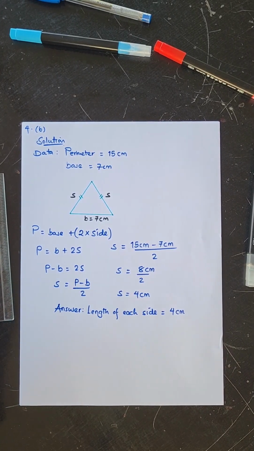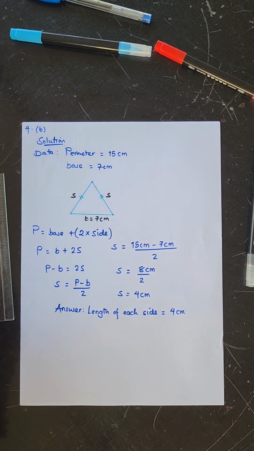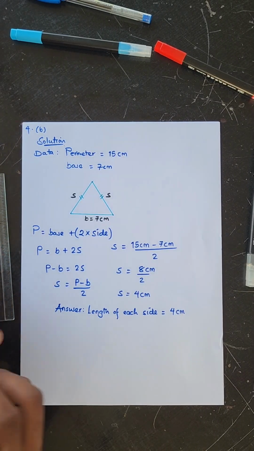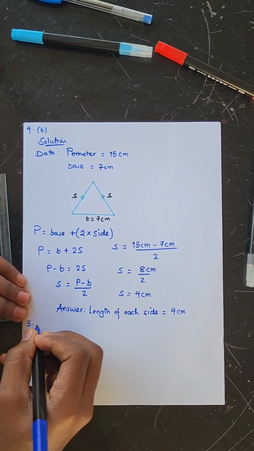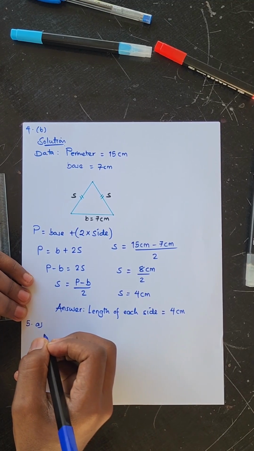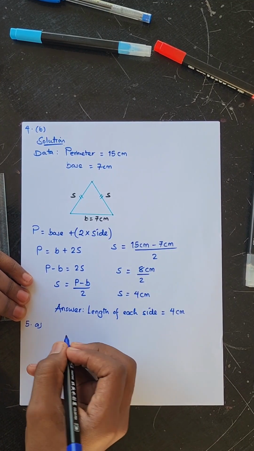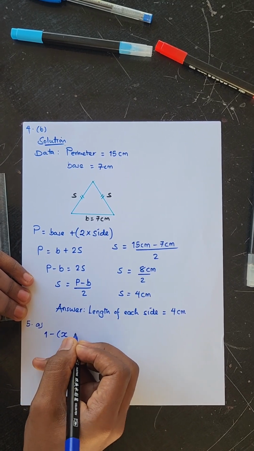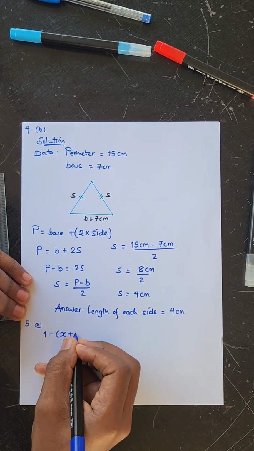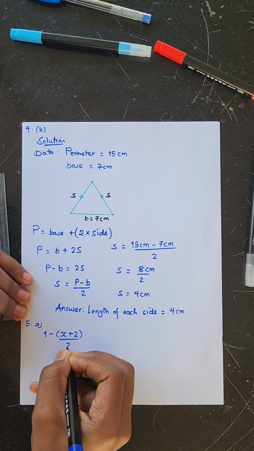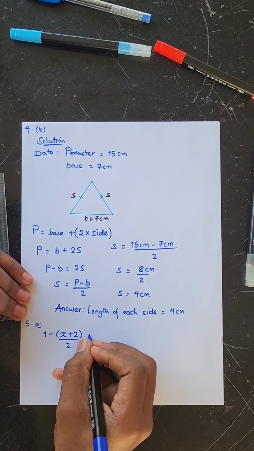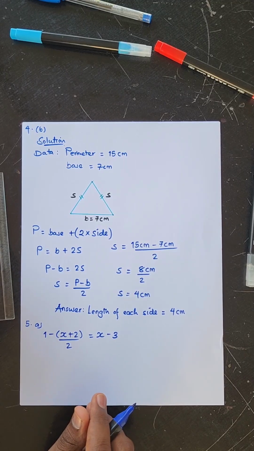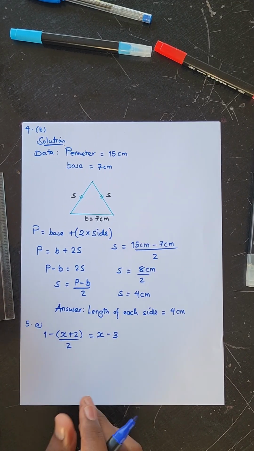Okay, so that was number 4b. Now we're moving on to number 5, number 5a. We've been provided with an equation: 1 minus (x plus 2) over 2 equals x minus 3. And we need to solve for x in this equation.